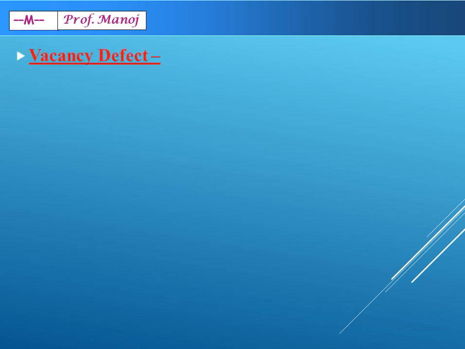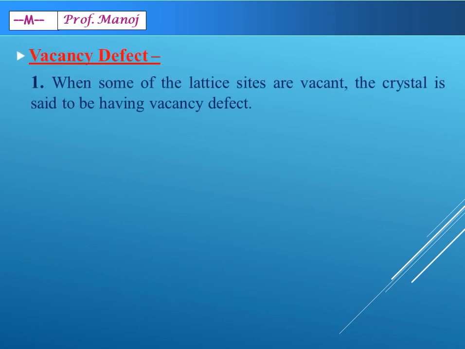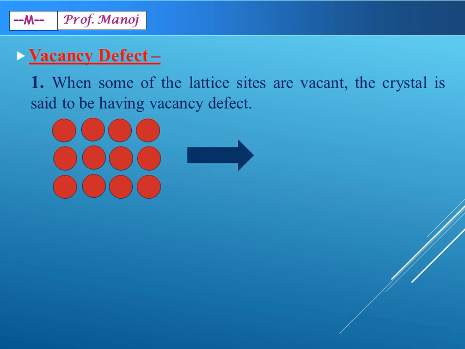Let us take the first defect, that is vacancy defect. When some of the lattice sites are vacant, the crystal is said to possess vacancy defect. Imagine this particular picture of a lattice. We will show first of all an ideal crystal in the diagram. Then we will show how this converts into a vacancy defect. As the definition goes, some lattice sites are vacant. So from the given regular crystal, if a few sites get empty, the atoms having disappeared from there, then this defect is called vacancy defect.